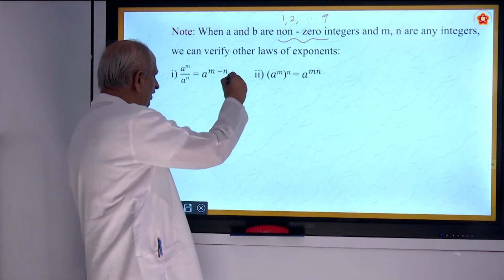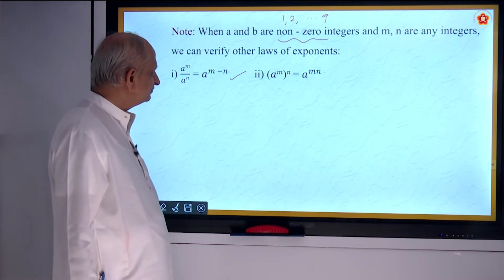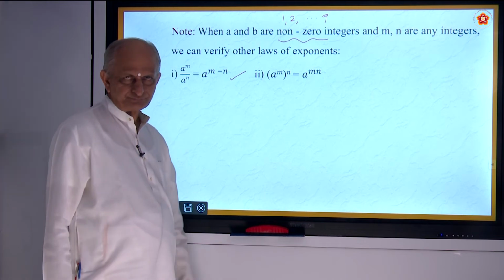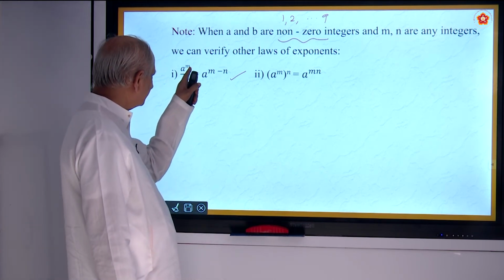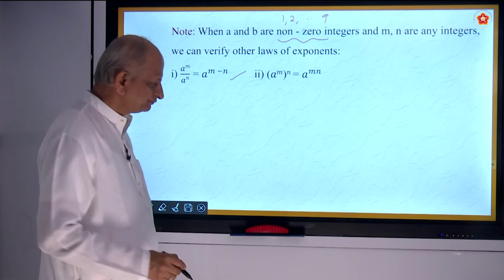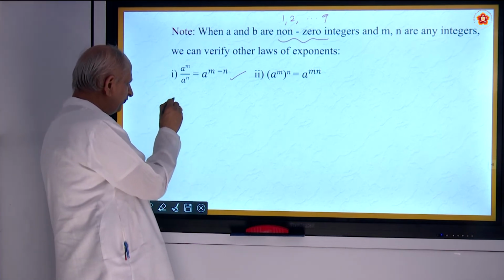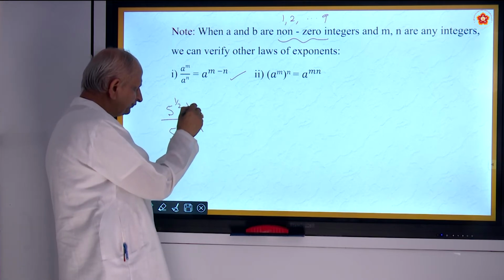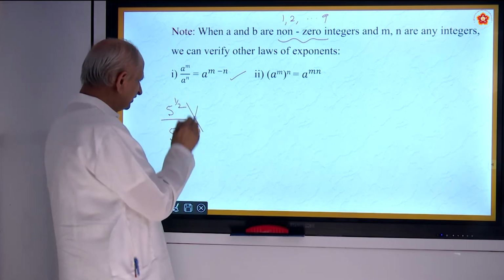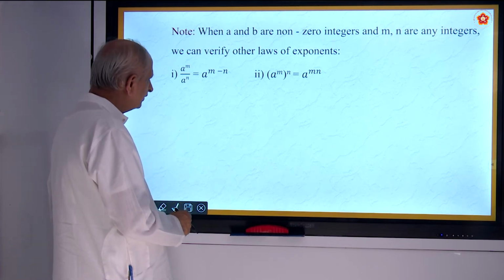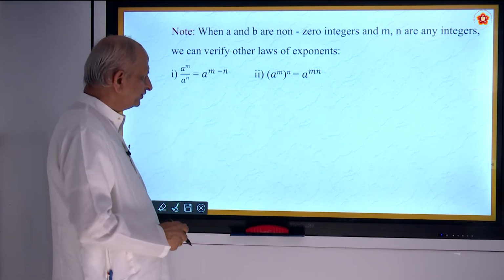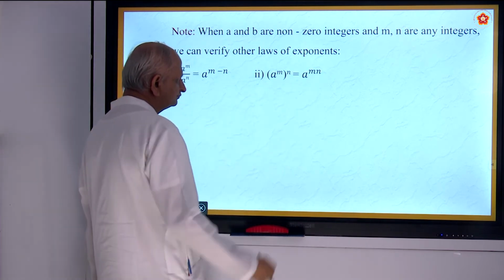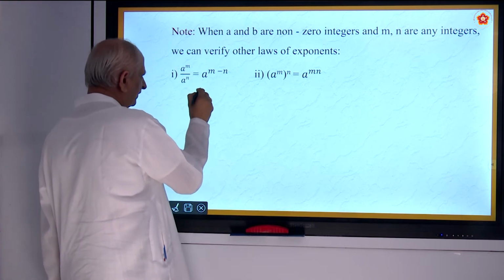So first and foremost law. What is the condition? Condition is a should be non-zero and m and n should be integers. Means you should not take fraction. Say like this. Suppose you have 5 to the power of half by 5 to the power of 1 by 4. This is not there. Only integers you must take. And this is the first law. Second law says a to the power of m to the power of n is equal to a to the power of mn.